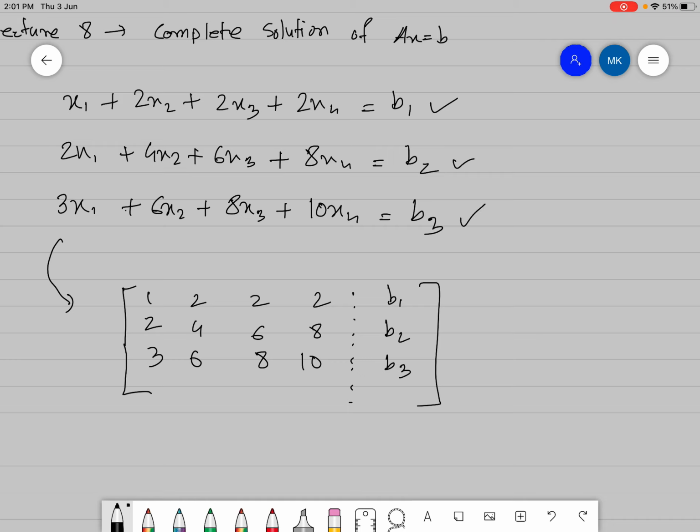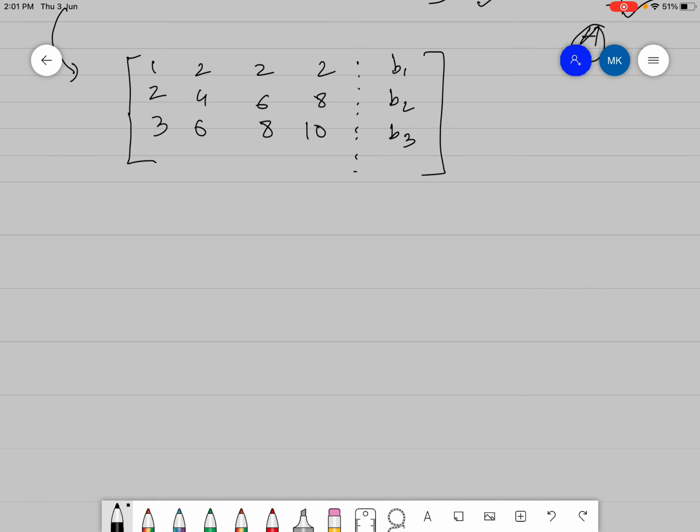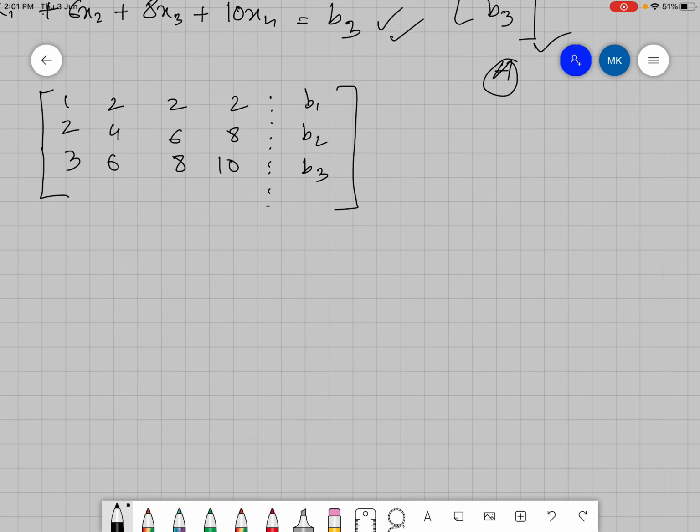or b3? The answer is no. This vector b1, b2, b3 has to be in the column space of A. Only then can we solve it. We know this from our previous lecture where we discussed the column space. So let's go through the steps.